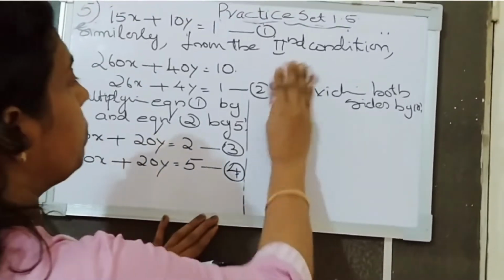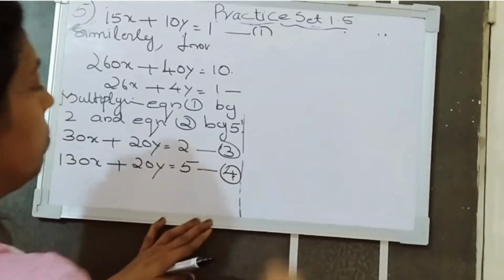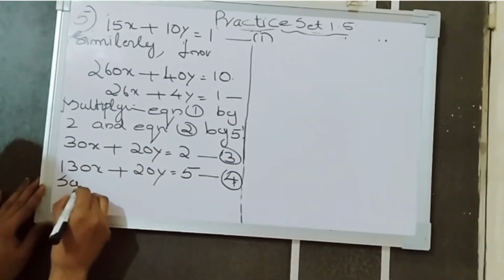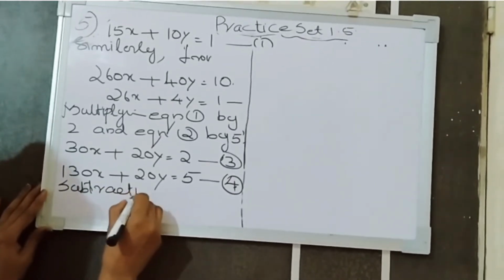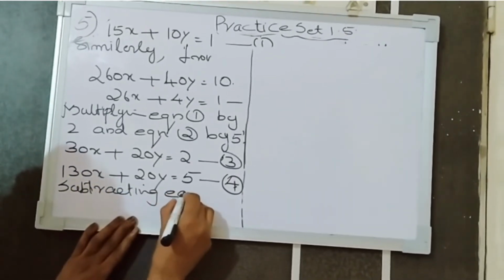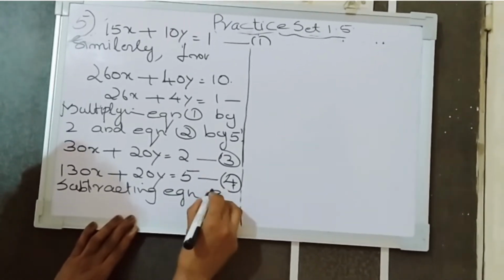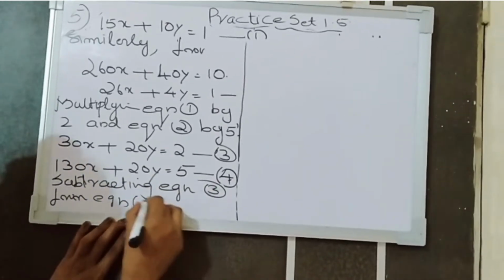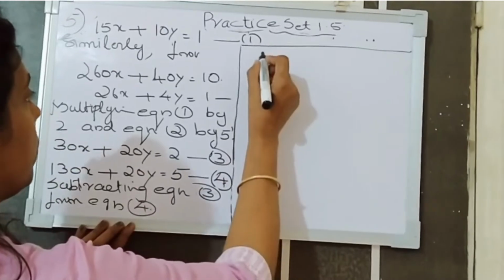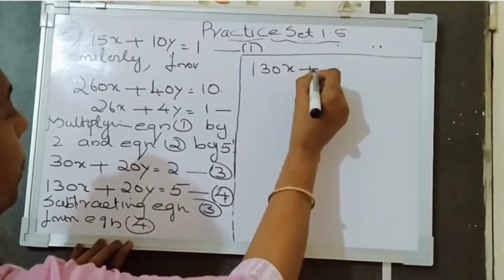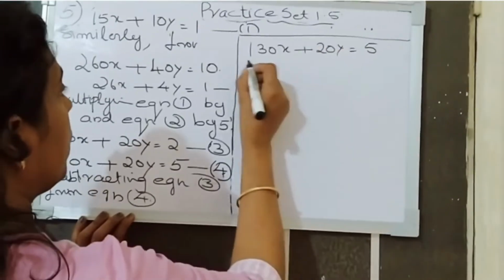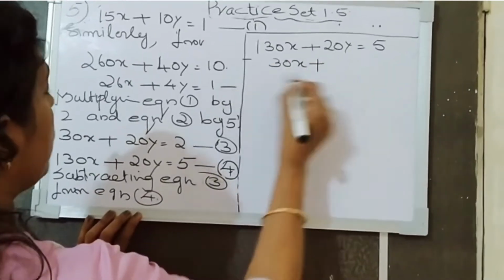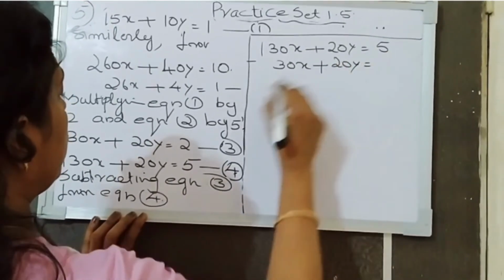And then subtracting equation 3 from equation 4. Therefore, 130x plus 20y equals 5, minus 30x plus 20y is equal to 2.